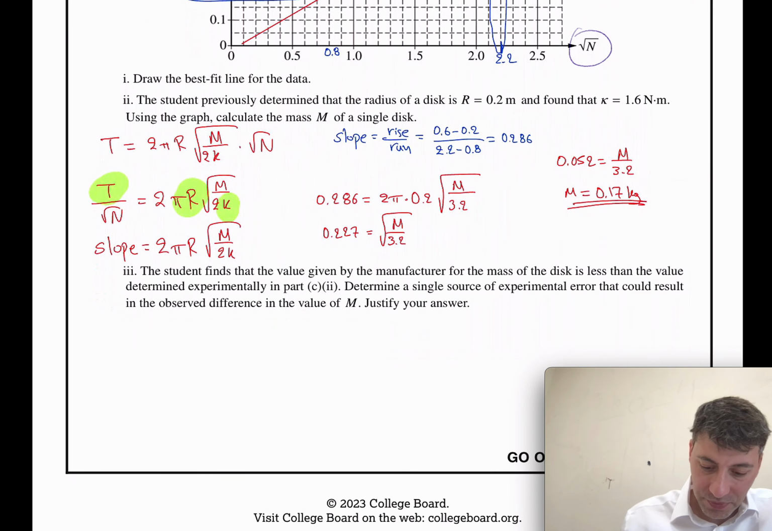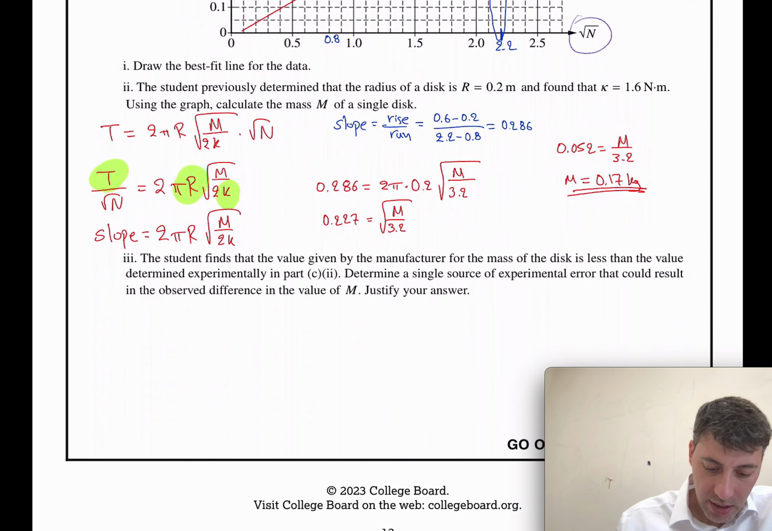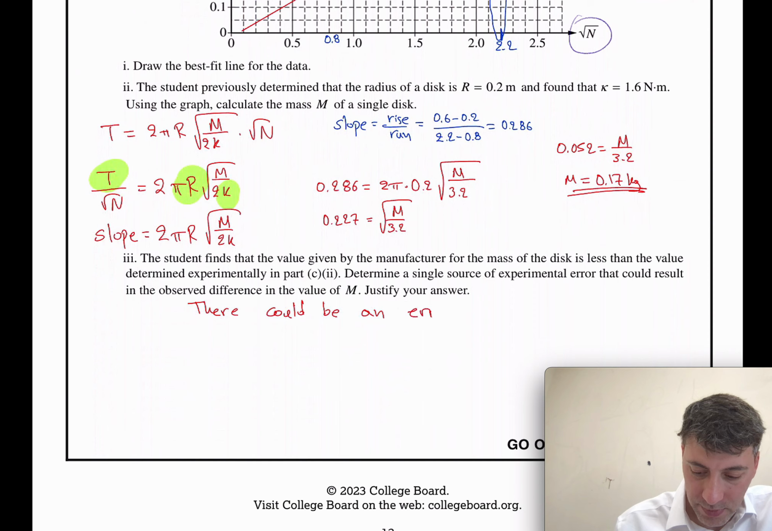So one of these three could be wrong. We could say determine a single source. So when we measure the period, there could be an error in the measurement of the period.